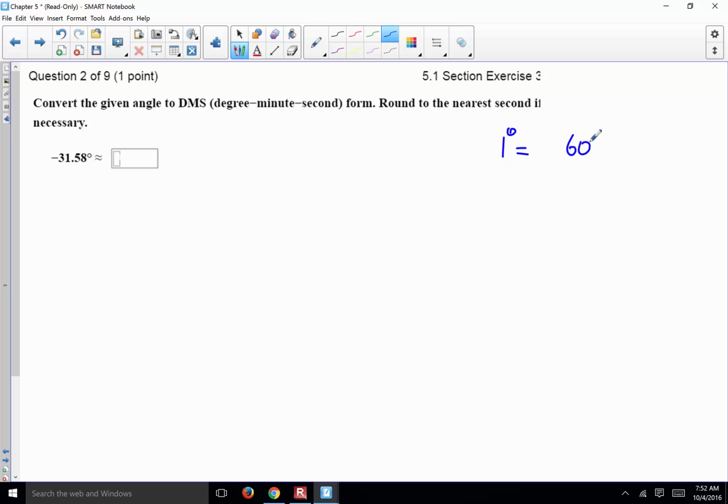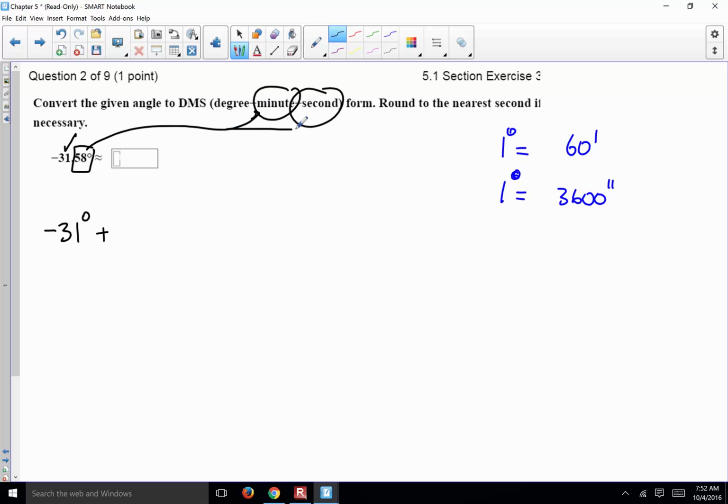1 degree is 60 minutes. 1 degree is 3600 seconds. So these two are what you need. 1 degree is 60 minutes and 1 degree is also 3600 seconds. So what I have here is minus 31 whole degrees, but any partial degree must be made into minutes and seconds. So I'm okay with the degree part. The only thing we need to fix is this partial degree needs to change to minutes and seconds. So for this, we take this additional part and turn it into minutes first.